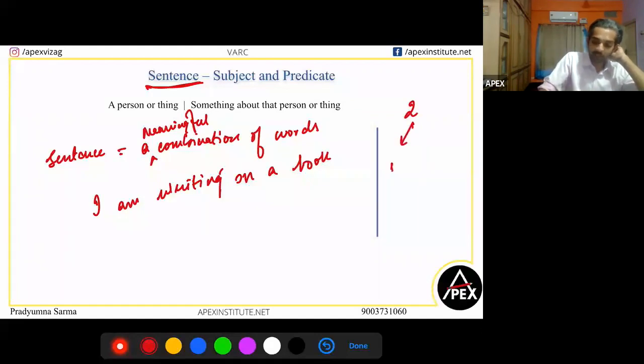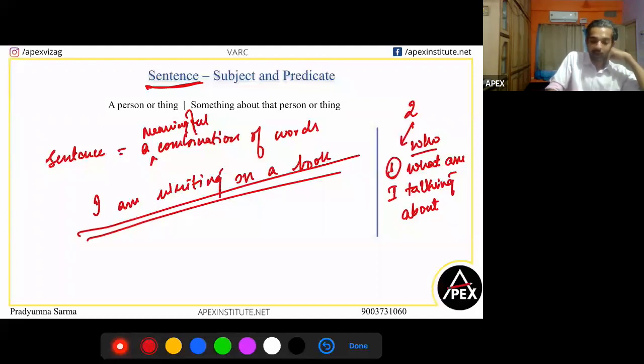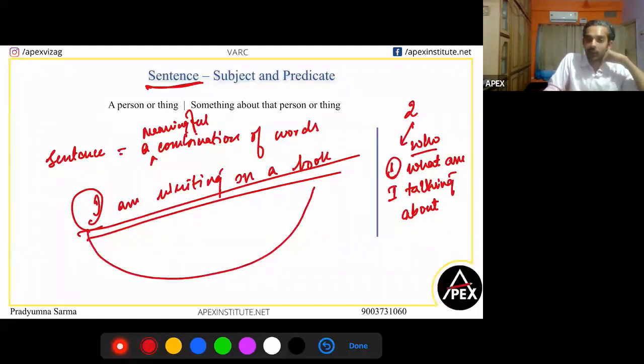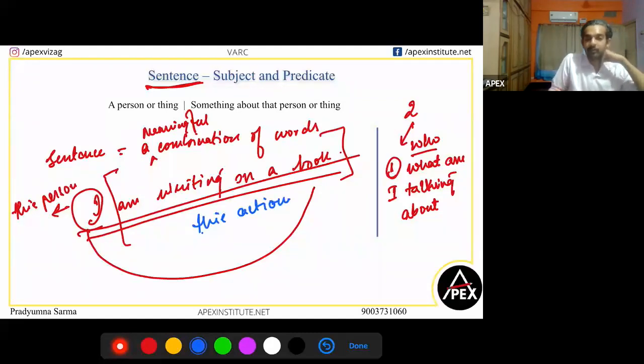Now, for me to be able to call this a sentence, I need two things. First thing, who am I talking about? In this sentence, who am I talking about? I'm talking about myself. And what am I telling that I'm doing? I am writing on a book. So basically, I am saying that this person is doing this action. Am I right?